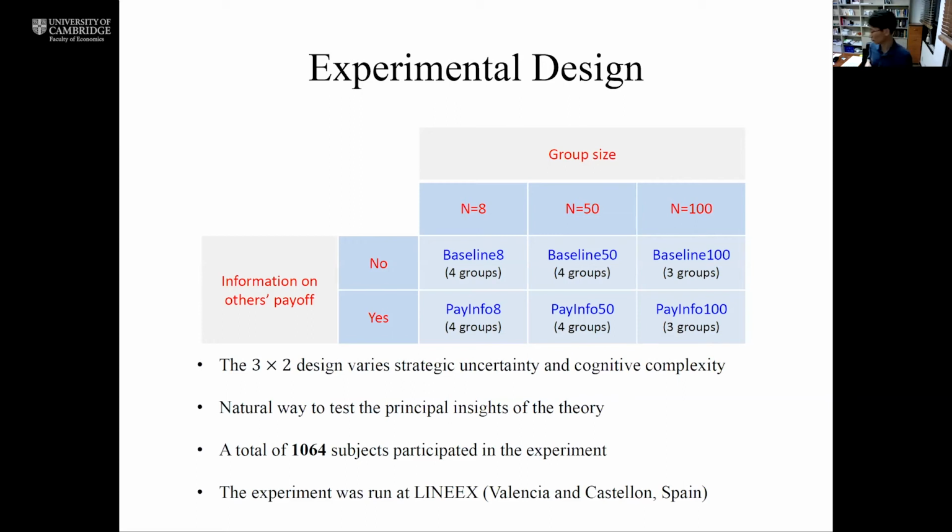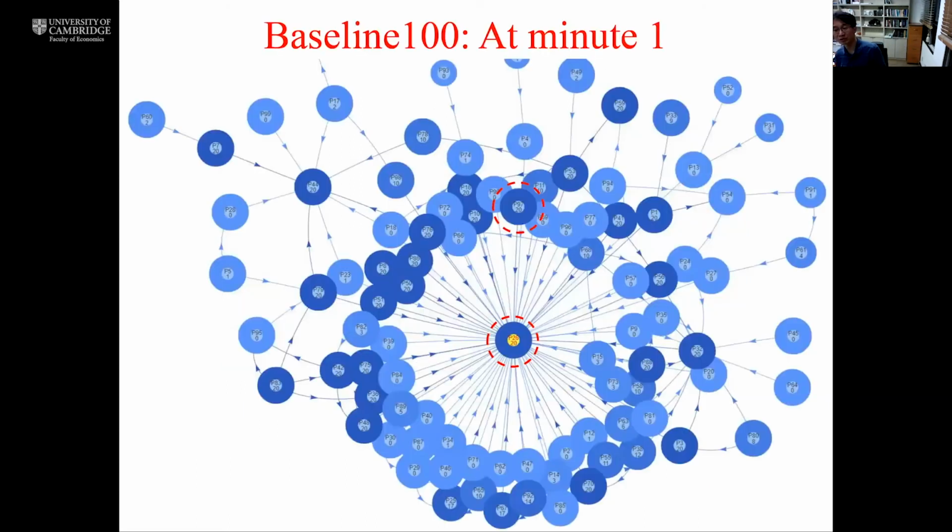Now, let me show you some snapshots of the dynamics in the baseline in the large group, and then also a snapshot of the payoff information in the large group. So this is a baseline where people can only observe their own performance. Now, in the first 1 minute, already P26 emerged as a hub.